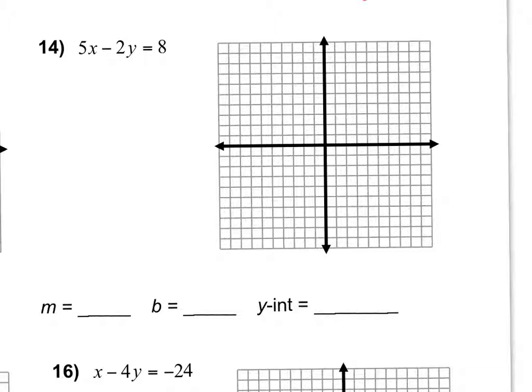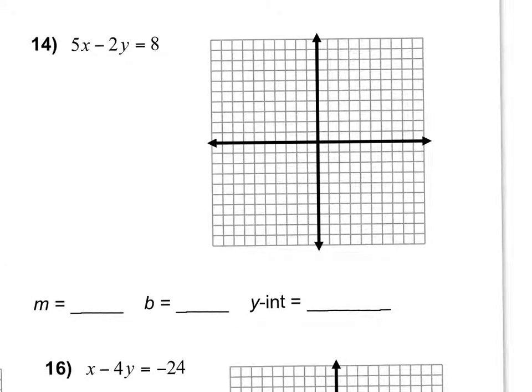All right, here's 14. Write it down. 5x minus 2y equals 8. Solve for y, and then find the m, the b, the y-intercept, and graph it. All right, so the first thing you should do is subtract 5x. So you can see a pattern. You're always going to either add or subtract the x first. When you do that, you get -2y equals -5x plus 8, because 8 is positive.